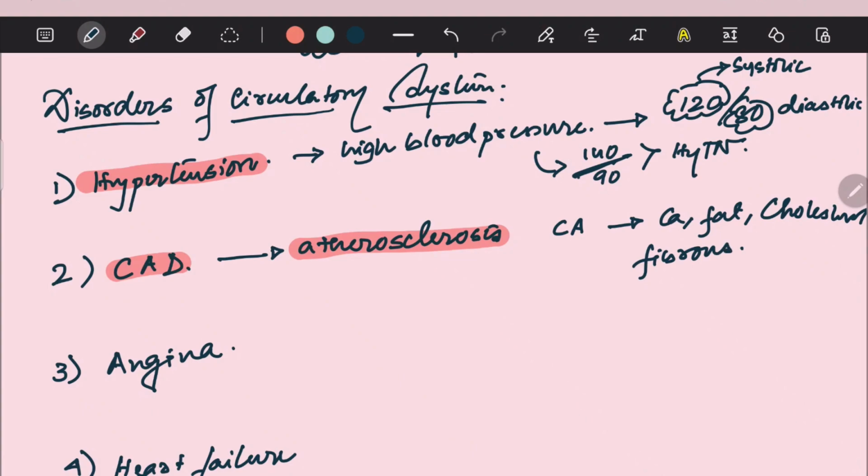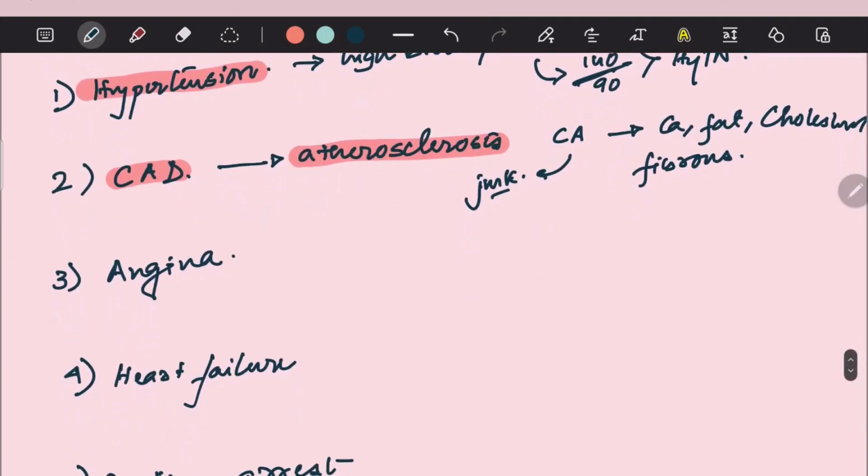This mostly occurs after eating junk foods like oily, fatty foods. As a result, the lumen of these coronary arteries becomes narrower and hampers the delivery of oxygen and nutrients to the cardiac musculature. The next disease that we are talking about is angina. Its full name is angina pectoris.